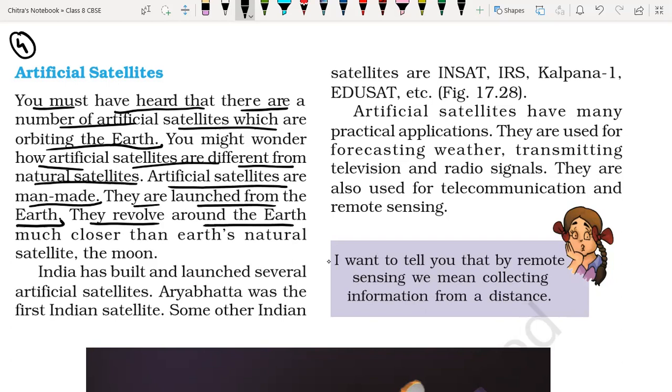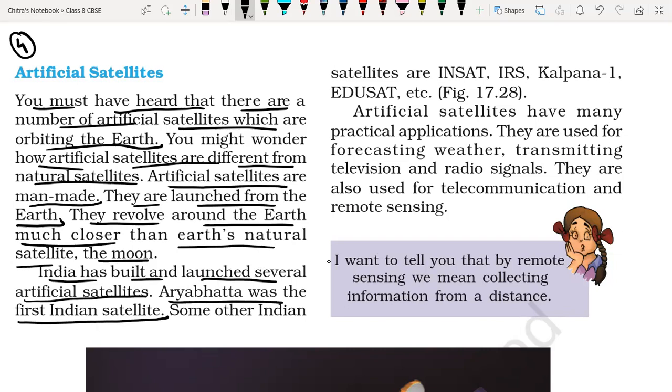They revolve around the Earth much closer than the Earth's natural satellite, the Moon. India has built and launched several artificial satellites in orbit of the Earth. We have even sent the Mangalyaan to Mars. Aryabhatta was the first Indian artificial satellite, just remember that. Some other Indian satellites are INSAT, which gives information about weather and positioning like the GPS system. Then we have IRS, Kalpana 1, and EduSat, which is the education satellite.